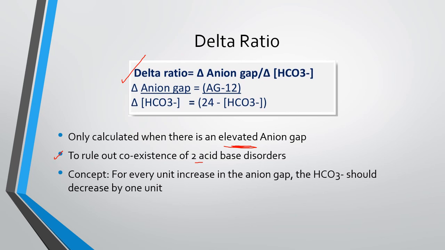The concept is that in a simple acid-base disorder, for every 1 unit increase in the anion gap above the normal, the bicarbonate value should also decrease by 1 unit. What does this mean? Say the anion gap increases by 1, then you should also expect the bicarbonate to decrease by 1. That's all. It's pretty straightforward.